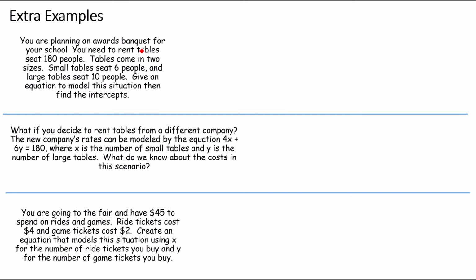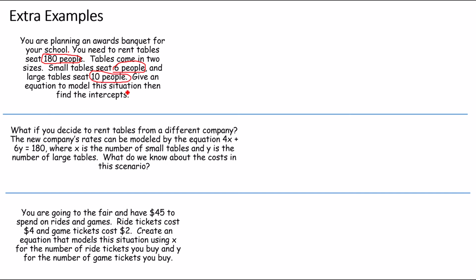You're planning an awards banquet for your school, period. You need to rent tables that seat 180 people. Oh, wait, that's my total. The tables come in two sizes. Small tables seat 6 people. That looks important. Large tables seat 10 people. That also looks important.